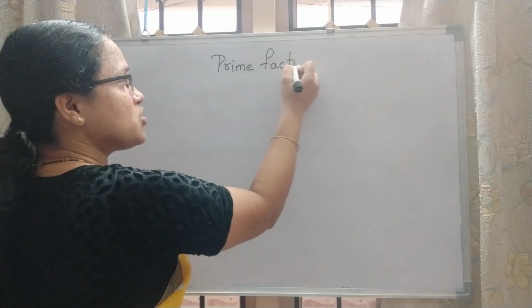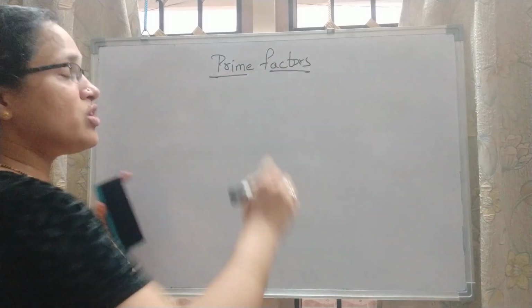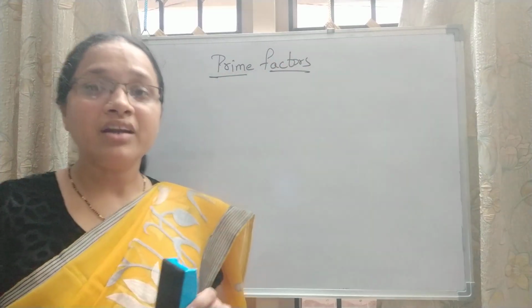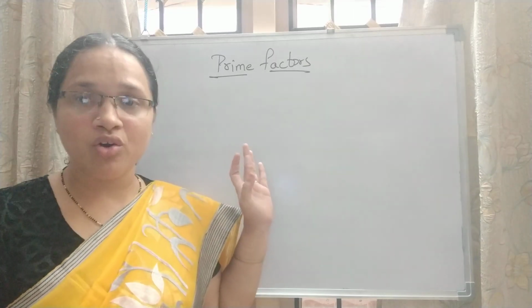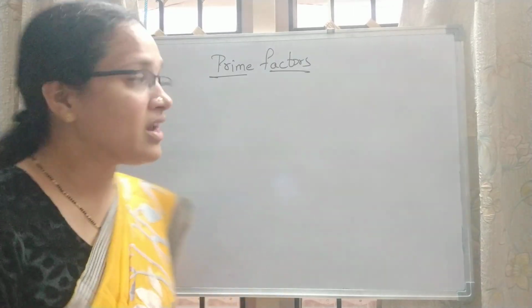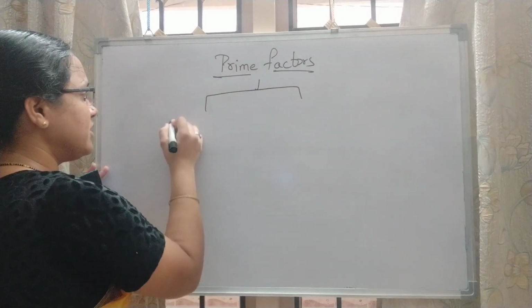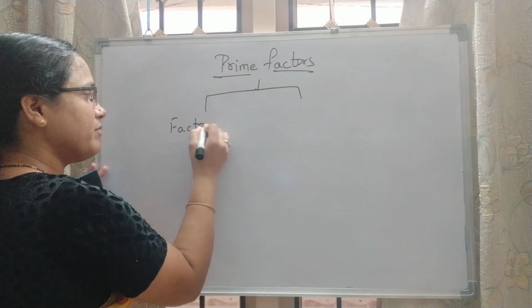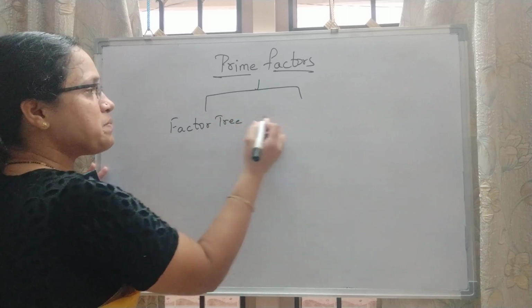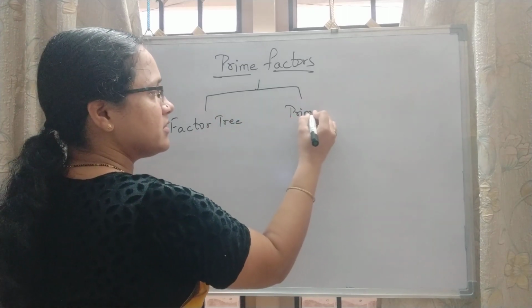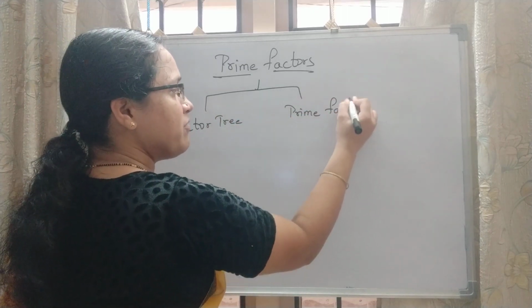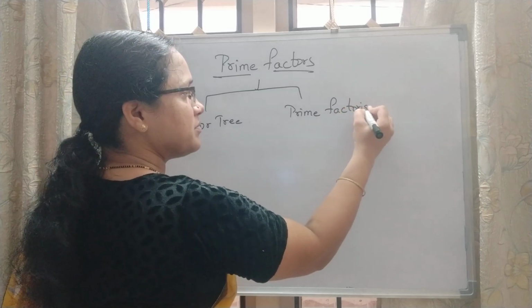Okay. So, in common you understood how to find the factors, but there are methods which have to be followed to find out the prime factors. There are two methods to find these factors. One is the factor tree method and the other one is the prime factorization method.